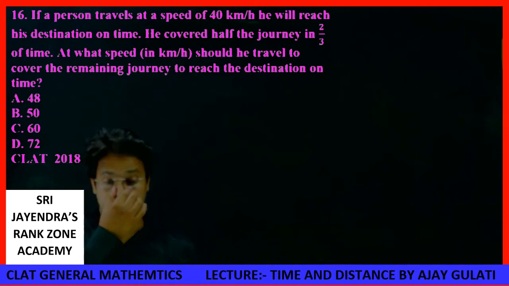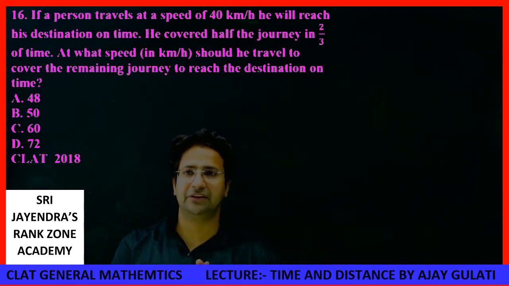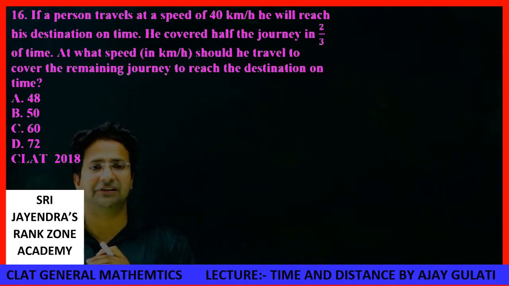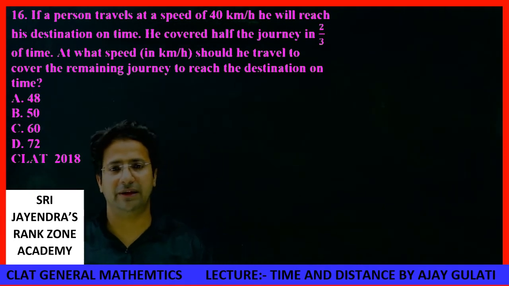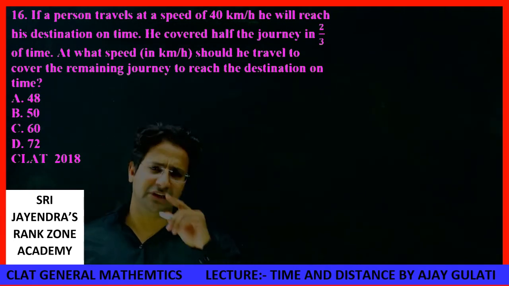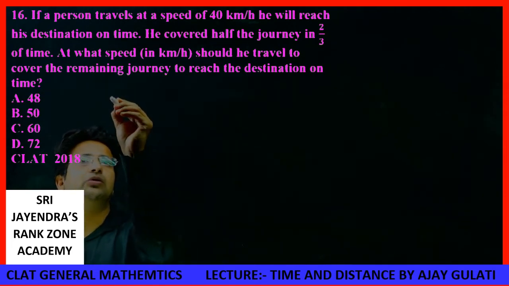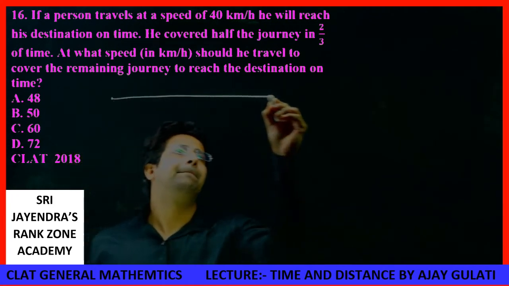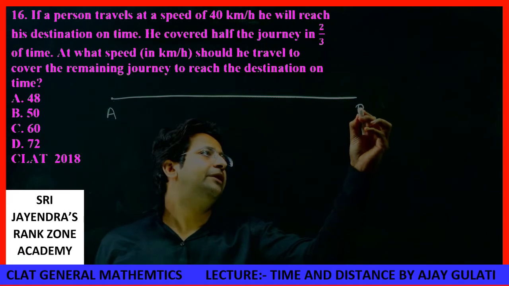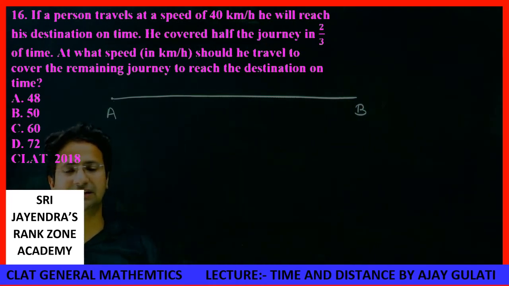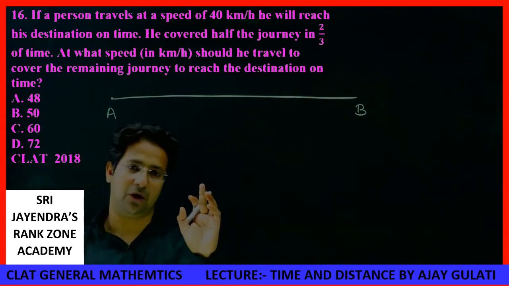Next question, dear students. If a person travels at a speed of 40 km per hour, he will reach his destination on time. He covered half the journey in 2/3 of time. At what speed should he travel to cover the remaining journey to reach the destination on time? See students, what is the question being asked? First of all, let's say a person goes from point A to B. This is the distance he needs to cover. We are being told if he covers this distance at a speed of 40 km per hour throughout, he will cover this distance on time.